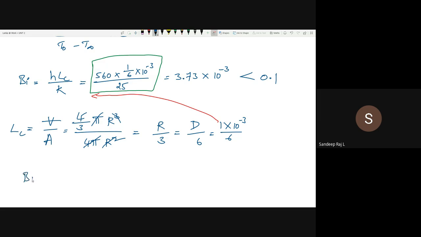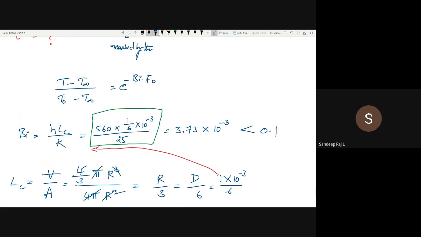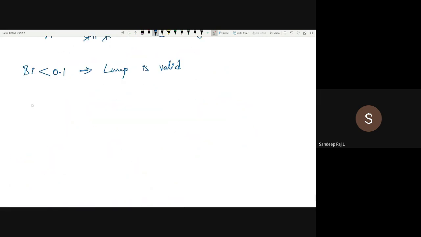So what you can say is the Biot number is less than 0.1. That will imply that the lumped analysis is valid. Since the lump is valid, you can use this formula very comfortably. So Biot, this side, Fourier you have to find out. Fourier is equal to alpha t by LC square. Alpha is nothing but k by rho Cp, into t by LC square.